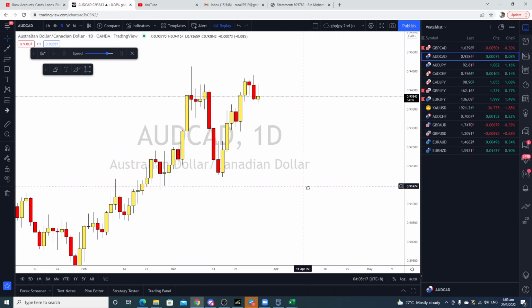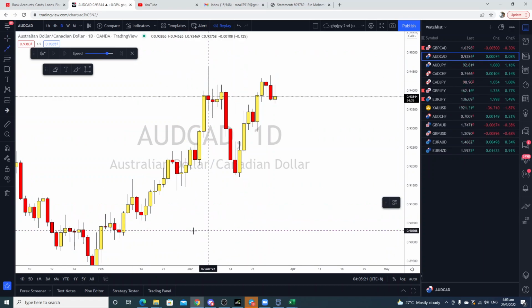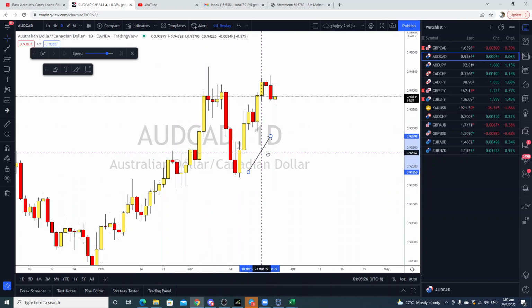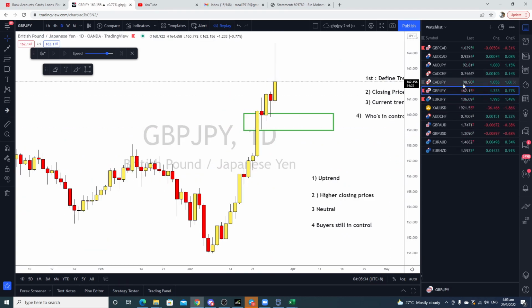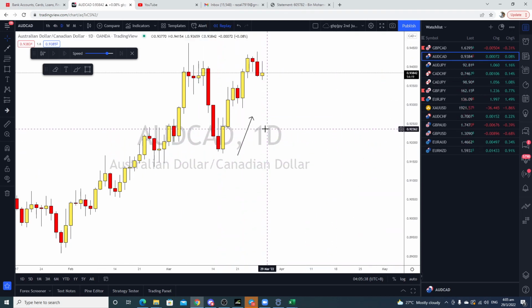Next, CAD-CHF. Current trend is? Yes, of course, up. Not just from here, but from here. So just these four questions we'll do. Closing prices is higher or lower? This is where it gets tricky. This is the close here. Then it closed higher here. Closed higher here. Closed higher here.